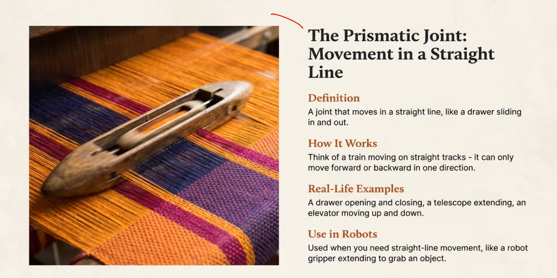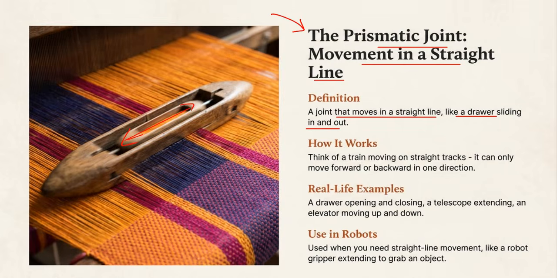Okay, the next is the prismatic joint, which is effectively movement in a straight line, linear motion. So it's basically a joint that moves in a straight line. See, there is a motion, straight line motion, like this, like a drawer sliding in or out. How does it work?